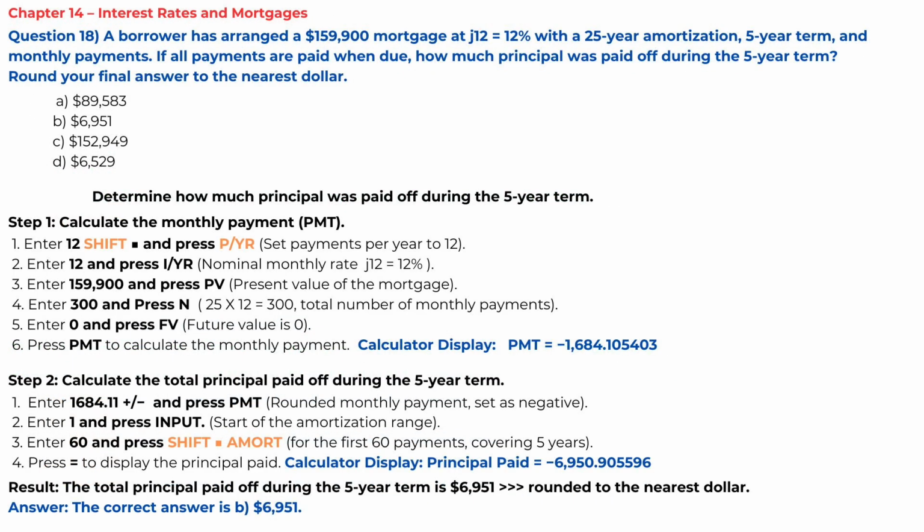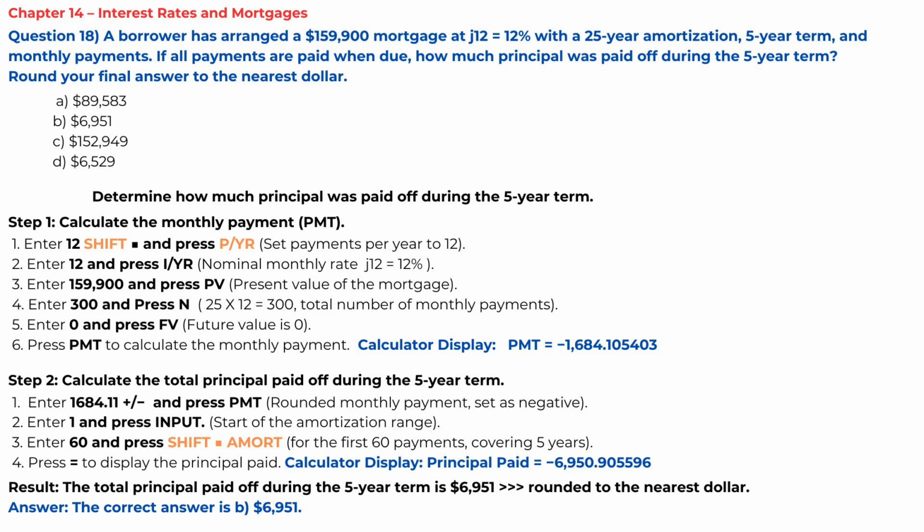Question 18. A borrower has arranged a $159,900 mortgage at J12 equals 12% with a 25-year amortization, 5-year term, and monthly payments. If all payments are paid when due, how much principal was paid off during the 5-year term? Round your final answer to the nearest dollar. Solution. Determine how much principal was paid off during the 5-year term. Step 1. Find the monthly payment PMT.